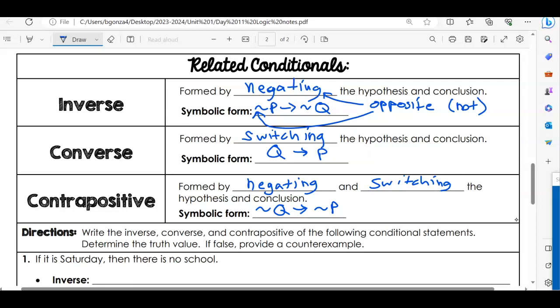I have a P and a Q, okay? P is hypothesis, Q is conclusion, right? Now, to show you how these work, I'm going to use an example, okay? Whether it's true or not, it's just easy to do, okay? So look behind me, okay? P is, I'm Mr. G.